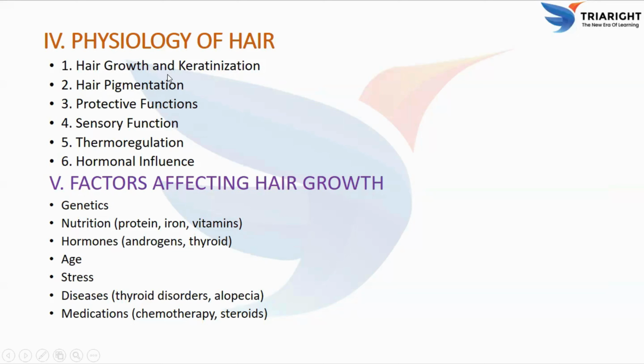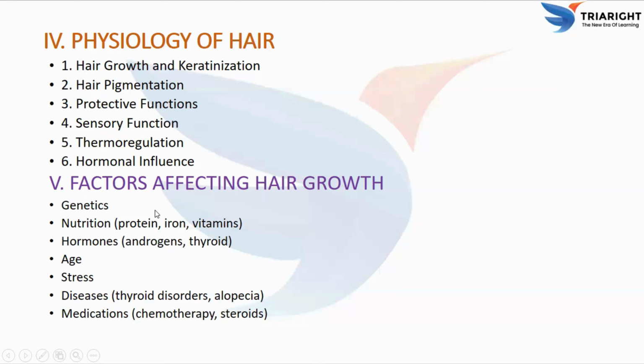And also it has a role in hair pigmentation. The color of the hair is due to melanin produced by the melanocytes. Protective function: it acts as a protective barrier, like it protects against the UV rays. Eyebrows and eyelashes keep sweat, dust and insects out of the eyes. It also plays a role in the sensory function, as hair follicles contain nerve endings. These detect insects, environmental changes and also light touch. Coming to thermoregulation, hair traps a thin layer of air over the skin. This helps to maintain the body temperature.